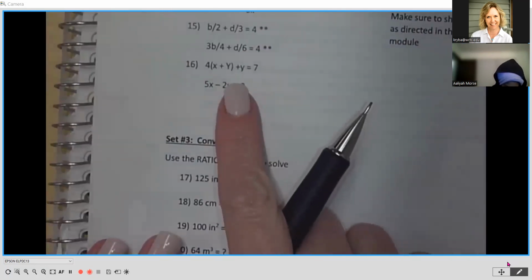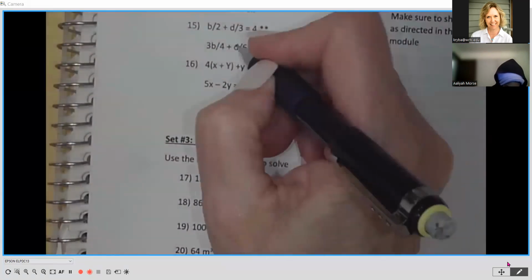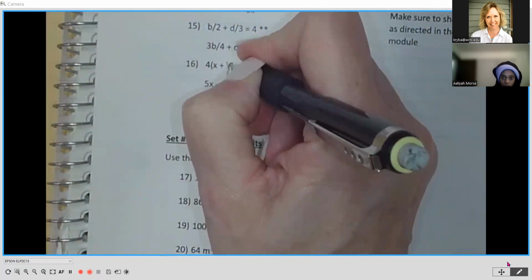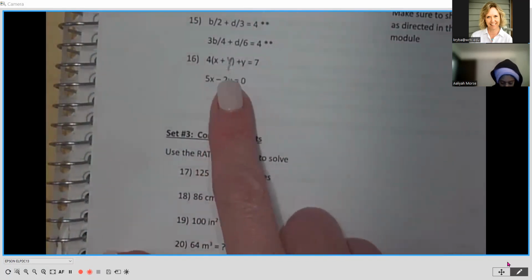For this one? No, they should be the same. It should be lowercase y for all of them. Yeah, thank you for seeing that. I think I looked at this about 4 times already and I didn't catch that. So yeah, it's lowercase y everywhere we see y.